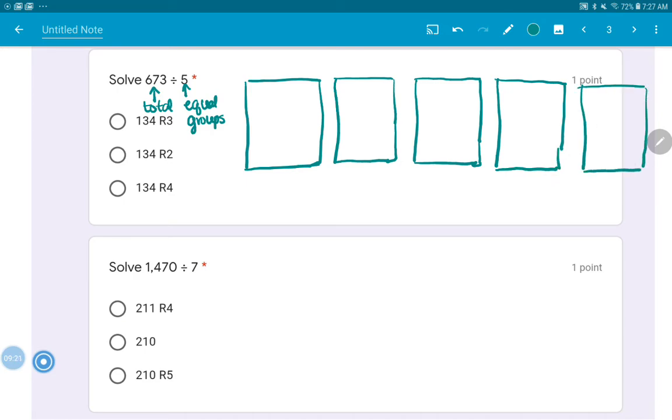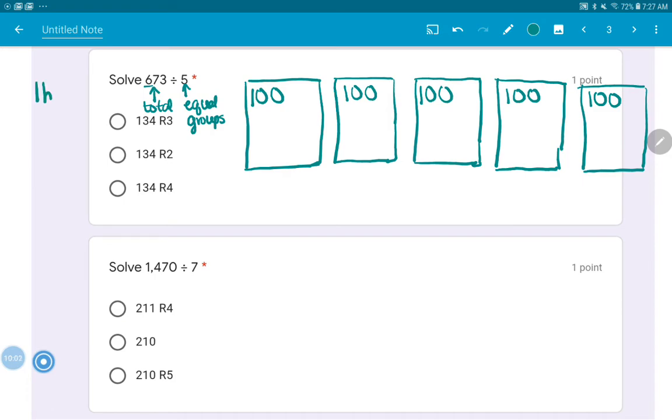And 5. Alright, so I have 5 equal groups, and I'm going to put 673 things and share it between those 5 groups. Now we know we do not want to use ones. It would take us forever to give 1 to each group until we got to 673. So I notice in my hundreds place I have 6 hundreds. So I can give each one of my groups 100. There's 100, 200, 300, 400, 500. So I have 100 left.